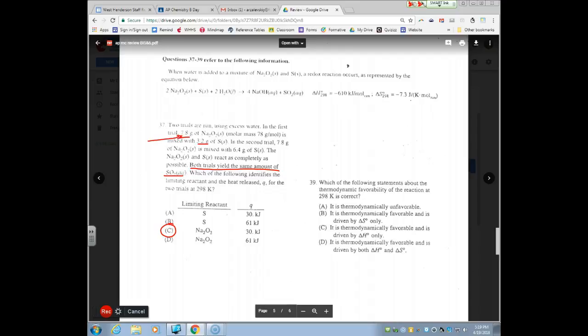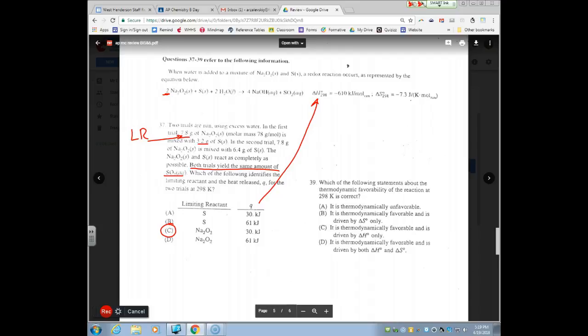That means this guy is our limiting reactant, because it's the one that determined how much of the product was made. Now we have to deal with the Q. Remember, Q is related to delta H. This one is negative 610 kilojoules per mole. So that's kilojoules per mole of our limiting reactant in this particular one. And how many moles of our limiting reactant do we have? We have 2 of them. So for every 2 moles of sodium peroxide, we are going to be releasing negative 610 kilojoules of heat.